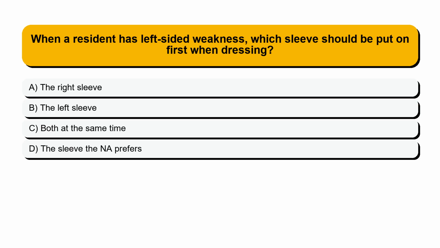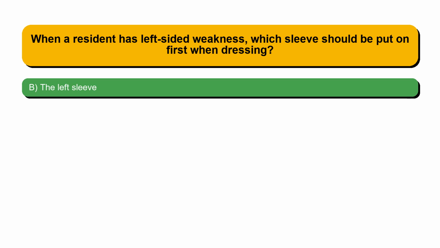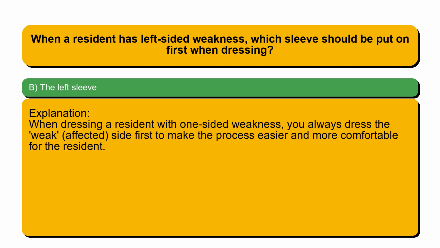Question 91. When a resident has left-sided weakness, which sleeve should be put on first when dressing? Option A. The right sleeve. Option B. The left sleeve. Option C. Both at the same time. Option D. The sleeve the NA prefers. The correct answer is option B. The left sleeve. When dressing a resident with one-sided weakness, you always dress the weak affected side first to make the process easier and more comfortable for the resident.